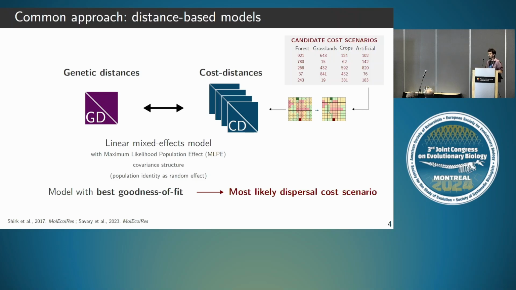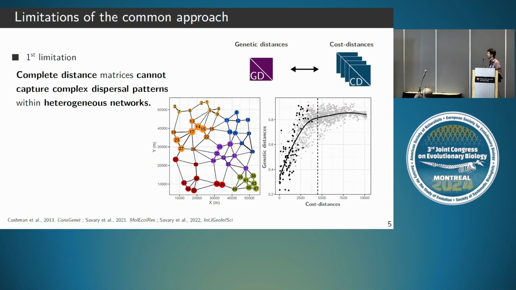But this method has several limitations, and I will mention two. First of all, when we have a complete distance matrix, it can't capture the complexity of dispersal patterns emerging from especially heterogeneous population networks. In this example, we see that when there is a certain degree of clustering in population, after a given distance, the relationship between cost distance and genetic distance plateaus. And when we have this kind of pattern, we need a multi-scale decomposition of the signal if we want to make sense of what is happening and identify the true driver of dispersal.